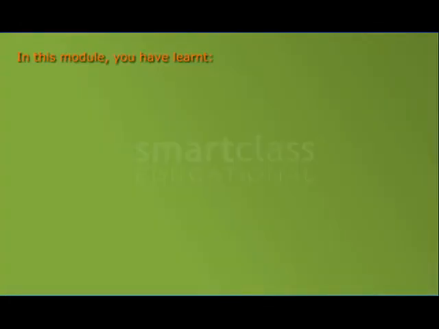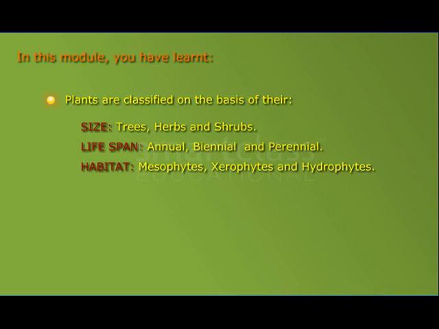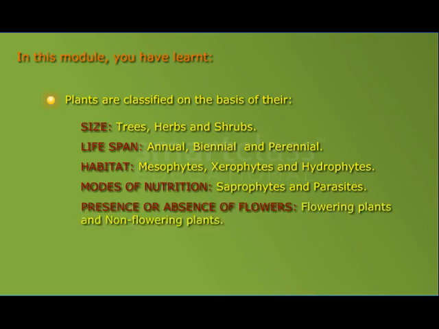In this module, you've learnt plants are classified on the basis of their size as trees, herbs, and shrubs. Lifespan as annual, biennial, and perennial. Habitat as mesophytes, xerophytes, and hydrophytes. Modes of nutrition as saprophytes and parasites. Presence or absence of flowers as flowering plants and non-flowering plants.